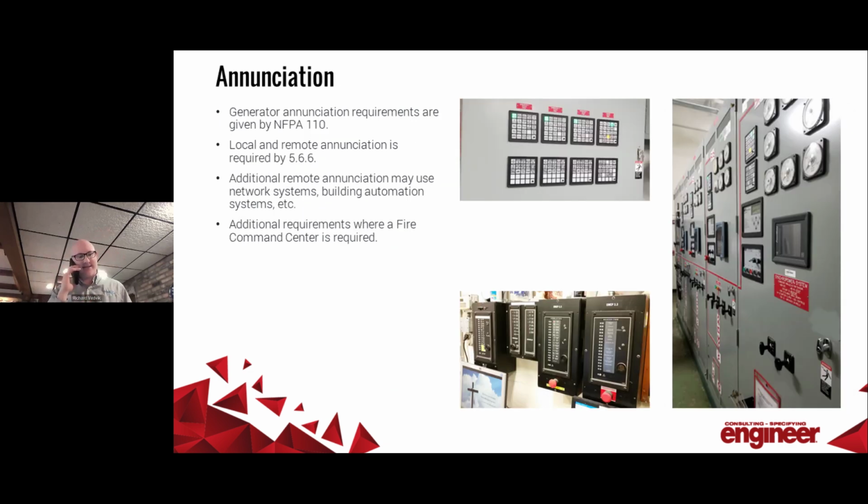And last but certainly not least, we have annunciation requirements in Chapter 5 and Chapter 6 for the EPS and the transfer switch equipment. Now, on the left might be the local annunciation, and on the lower left would be the remote generator annunciation. Now, those beautiful enclosures are going to take up space in an occupied space, and usually something that's continually occupied and attended, because we want those alarms to be known and heard.